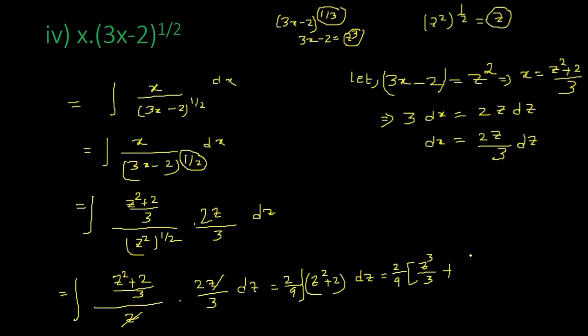Plus, what will be the integration of 2? We can write 2 as 2 into z to the power 0 dz. So that will be z cube by 3 plus 2 into z to the power 0 plus 1 by 0 plus 1, plus c. So here is the integration. Now we need to put the value of z here and we will get the answer.